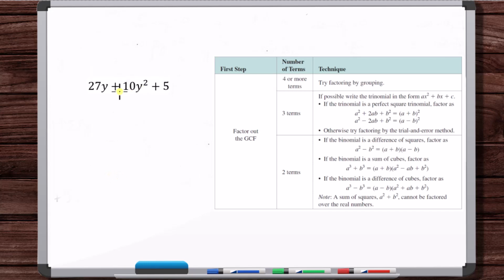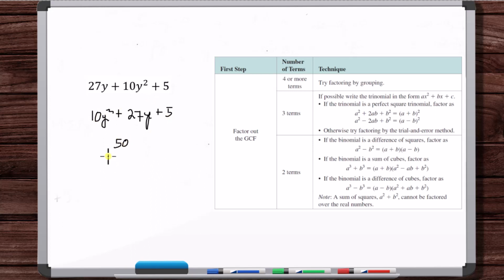Okay? Here's a three-term expression. Well, first this is not in the correct order. You want to put it in the correct order. So put 10y squared plus 27y plus 5. Okay, now check for perfect square trinomial. The square root of 10y squared is going to be root 10y, and then it's not going to be a perfect square trinomial. So what do we do? Multiply the leading coefficient by the third coefficient. 10 times 5 is 50.